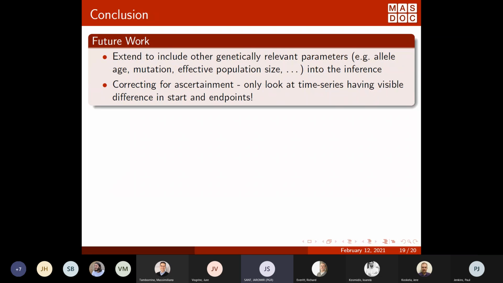And some future work that I'd like to briefly highlight is the fact that we'd like to extend this analysis to incorporate other genetically relevant parameters, right? In the simulations, for instance, we set the mutation rates to a half, and if we want to apply our technique to the horse data set, then we need to fix the mutation rates to something that is known a priori.